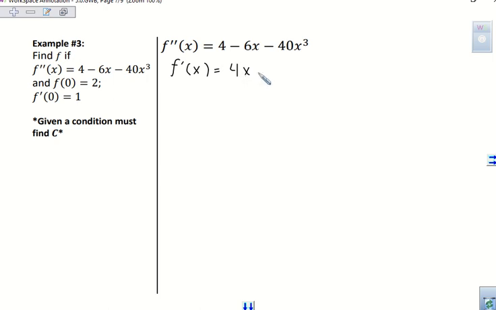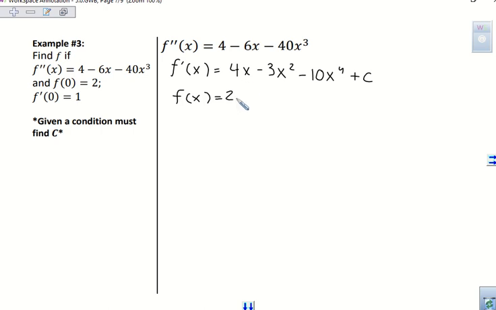4x minus 3x squared, right? Minus 10x to the 4th plus c. Does everybody understand how I got that? Yes. Now when you introduce another antiderivative, you're not going to just have c, you're also going to have d as a constant as well. Okay? So the next one, we're going to do it again.